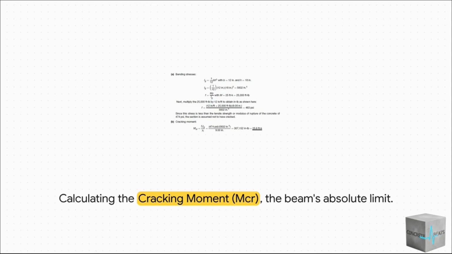Convert that back to the units we started with, and there's our answer. The absolute limit for this beam is 25.6 foot-kips. Just a little bit more than we tested.